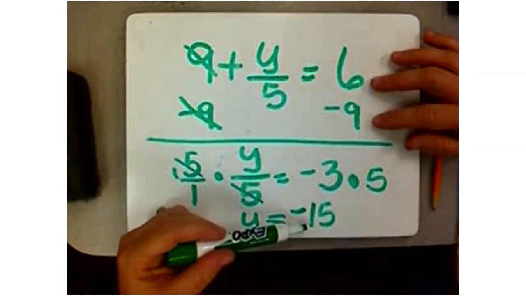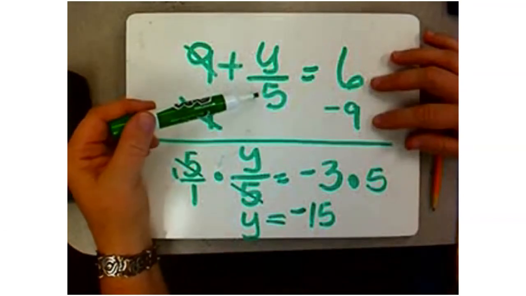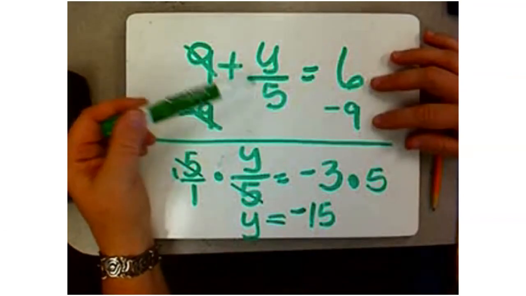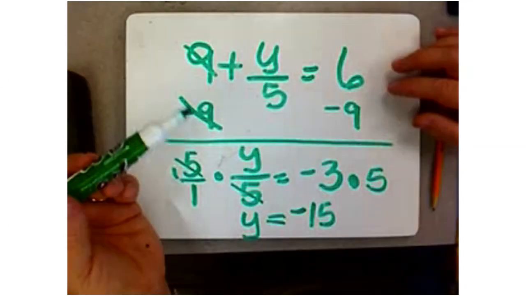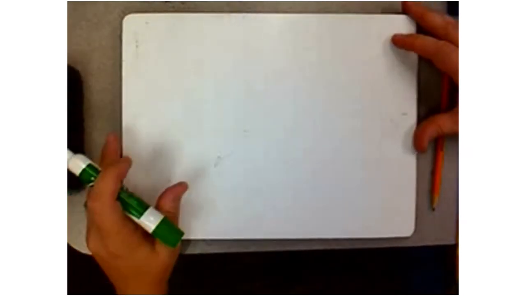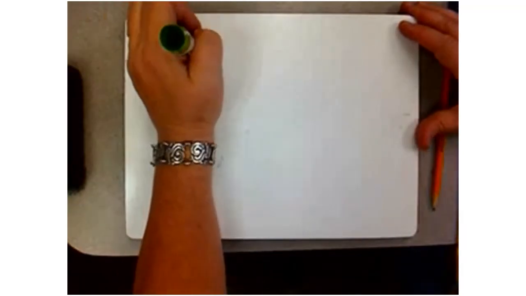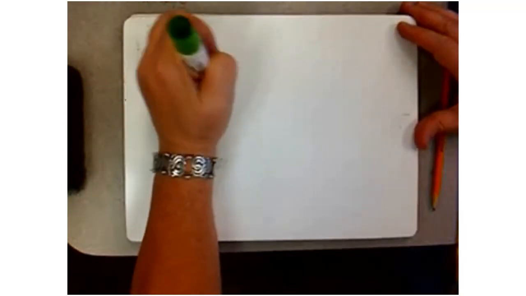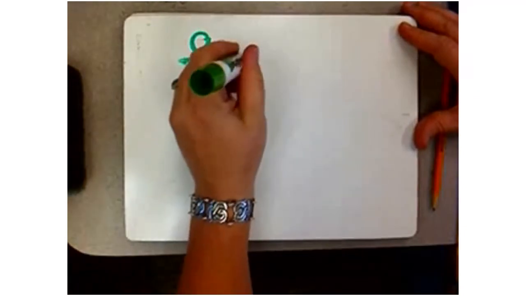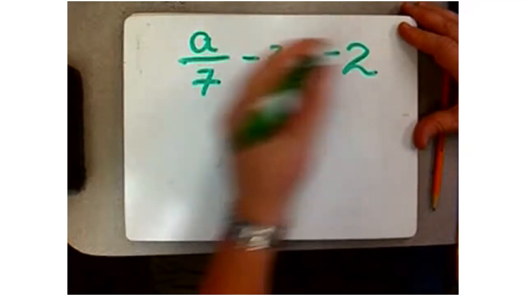If we checked it, we'd put negative 15 back up in for y. Negative 15 divided by 5 is a negative 3. 9 plus a negative 3 is positive 6. So there's an example of one with division in it. Let's try one. I'm going to write one down and you try it, and then I'll work it through in just a few seconds. So we have a over 7 minus 3 equals negative 2.